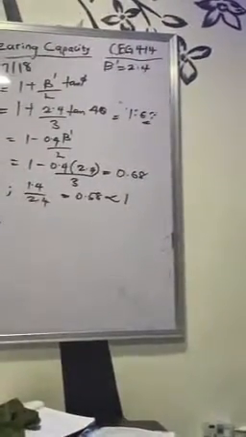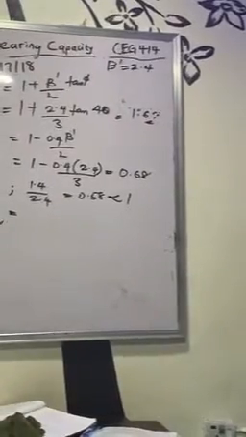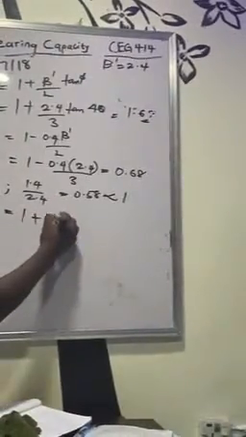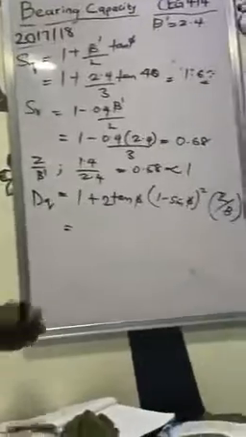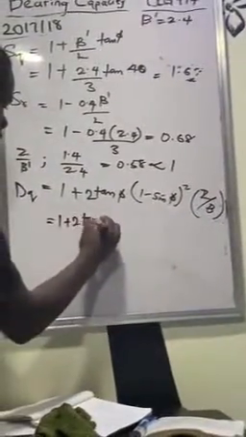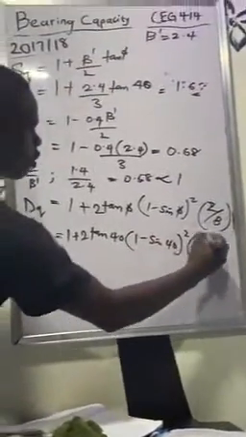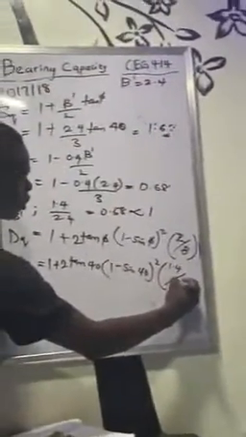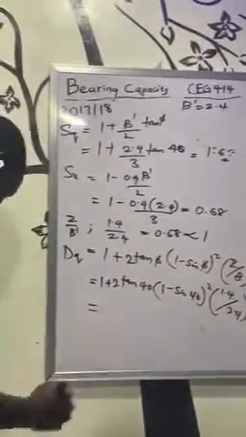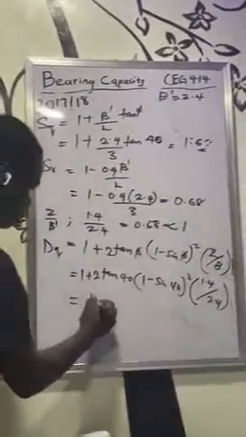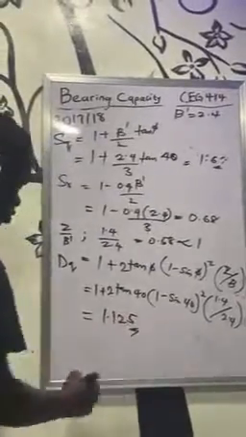That takes me to using the other formula I did: 1 plus 2 tan phi into 1 minus sin phi all squared, Z over B. Putting everything where it's needed, I have 1 plus 2 tan 40 into 1 minus sin 40 all squared, all over 1.4 over 2.4. Everything being equal, and my calculation being correct, I should have this.